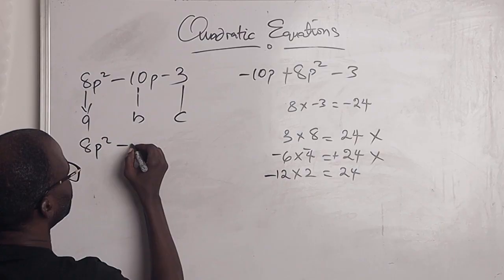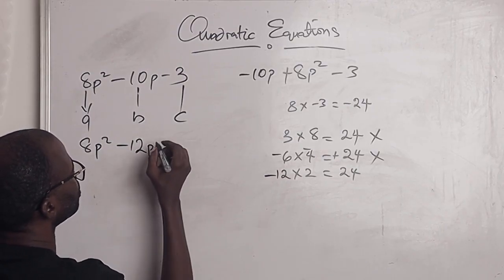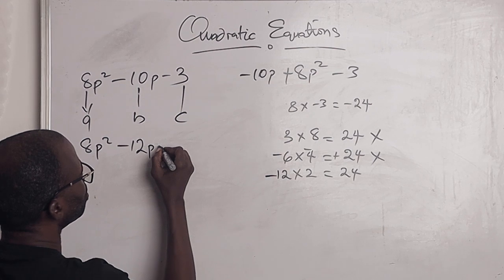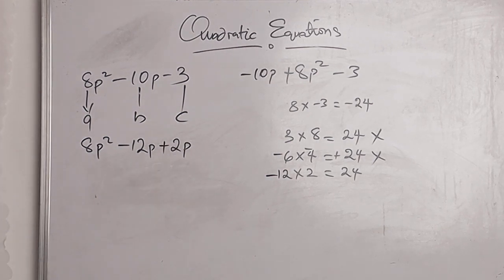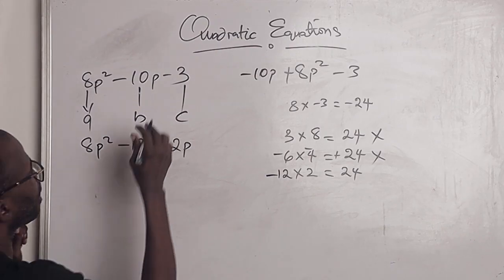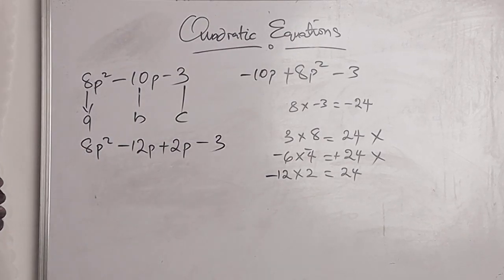Now, this will be a better option. So we have minus 12p and what? Plus 2p. Then what we have there before is minus what? Minus 3. Please take note.